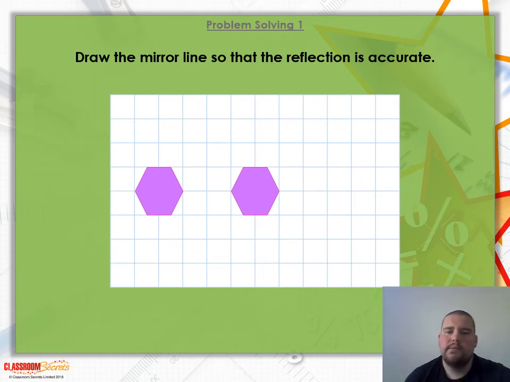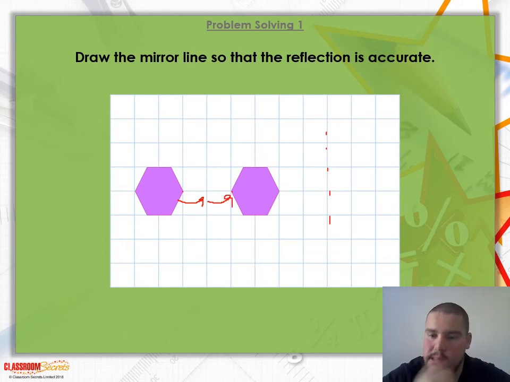Okay, this one here, the last one we're going to look at. Draw the mirror line so that the reflection is accurate. So what you're going to be doing is drawing a dotted line somewhere to make it accurate. So let's take these 2 points here, for example. There's one there, one there. They are 2 squares away from each other.